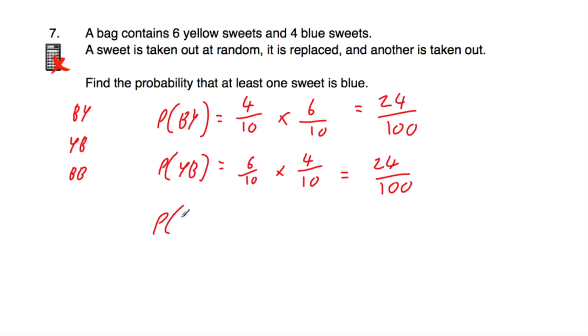Okay, and then finally, the probability of getting a blue sweet and then a blue sweet. Well, the probability of a blue sweet is 4/10, multiplied by the probability of a blue sweet, which is 4/10, because remember the sweet's put back in. 4 times 4 is equal to 16, so it'll be 16/100ths.